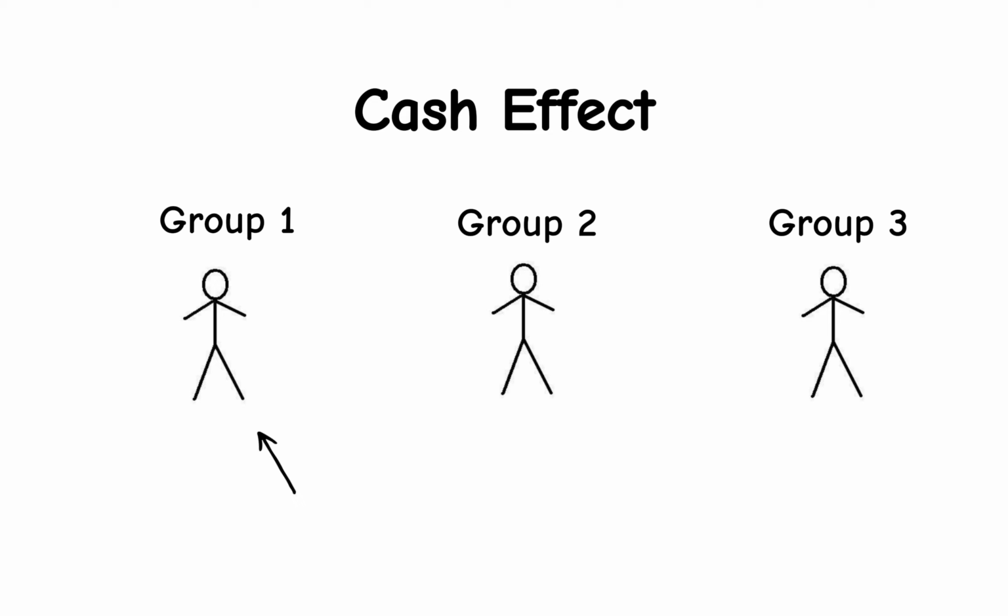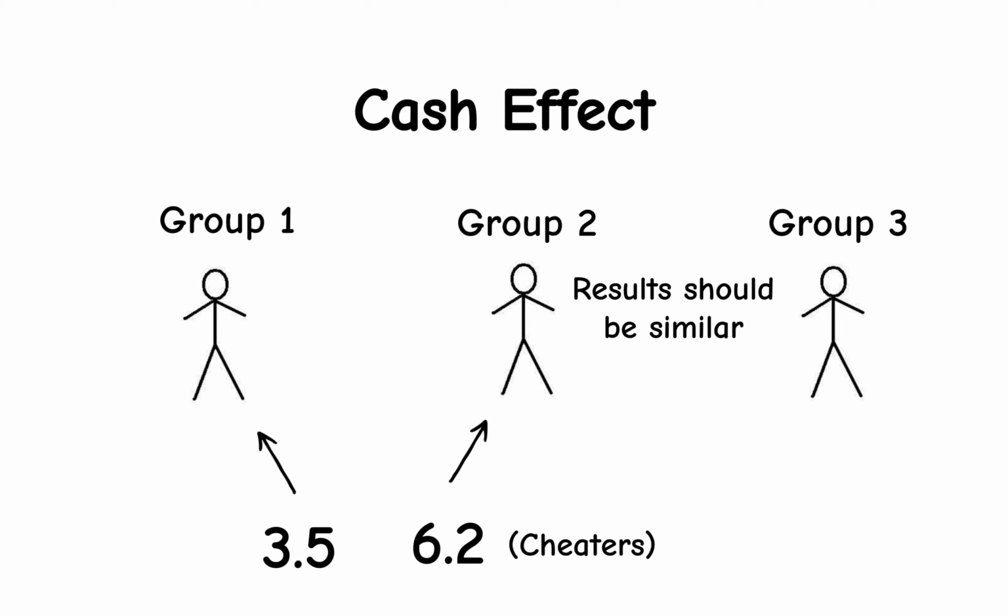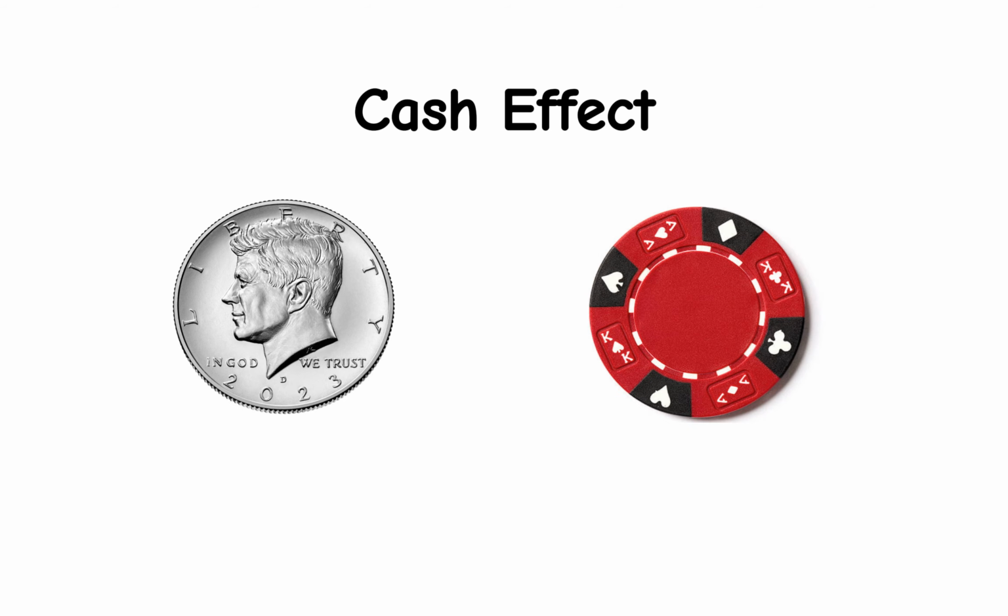The participants in the first group solved an average of 3.5 questions correctly. The participants in the second group claimed to have correctly solved on average 6.2 questions. But the mind-blowing thing happened in the third group. They claimed to have solved on average 9.4 questions, even though the conditions were almost the same as the second group. Changing the prize from cash to something else made them cheat much more.